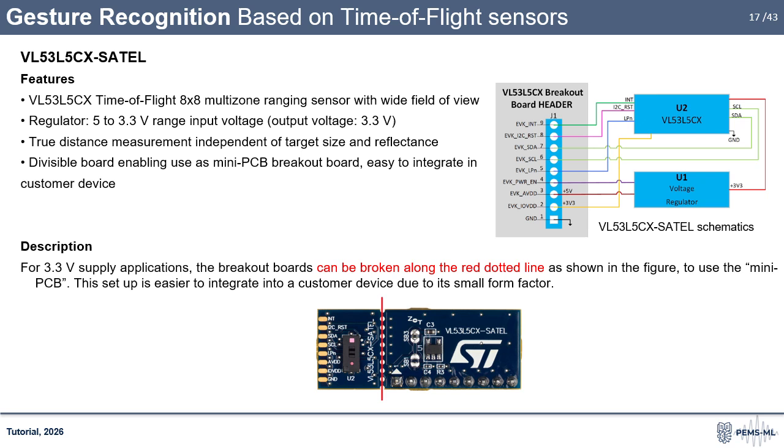The VL53L5CX SATEL breakout board is a compact development board featuring the VL53L5CX time-of-flight sensor, designed for easy integration into projects by providing an 8x8 multi-zone depth map with up to 4 meters range, enabling 2D gesture sensing, obstacle avoidance, and room mapping through its I2C interface, and featuring a unique design where the sensor's mini PCB can be broken off for smaller applications.